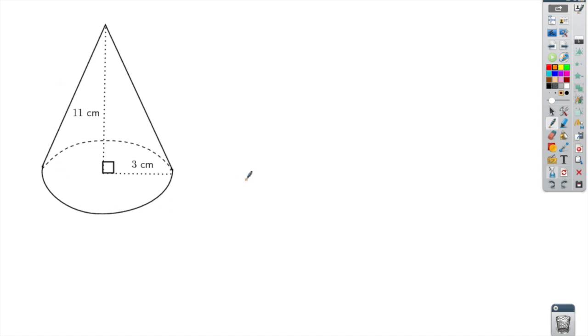So here's our first problem. We have a cone, circular base, radius of 3 centimeters, and a height of 11. So the volume of a cone is just the volume of our cylinder.